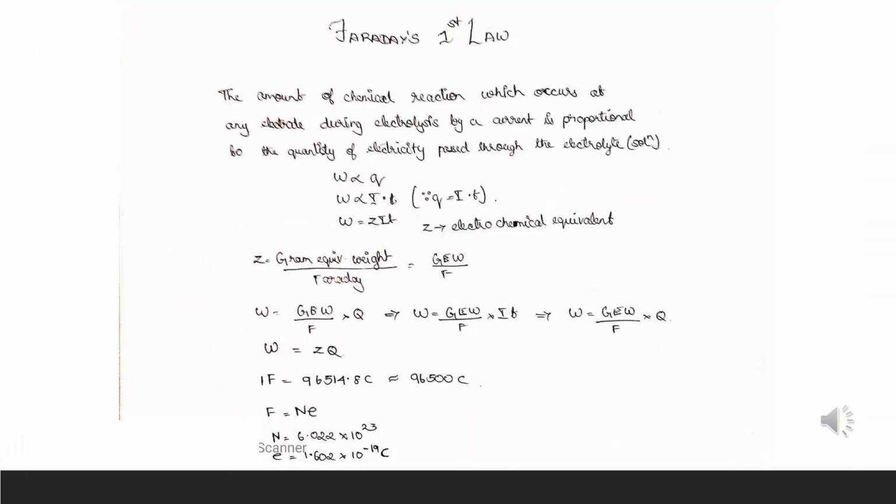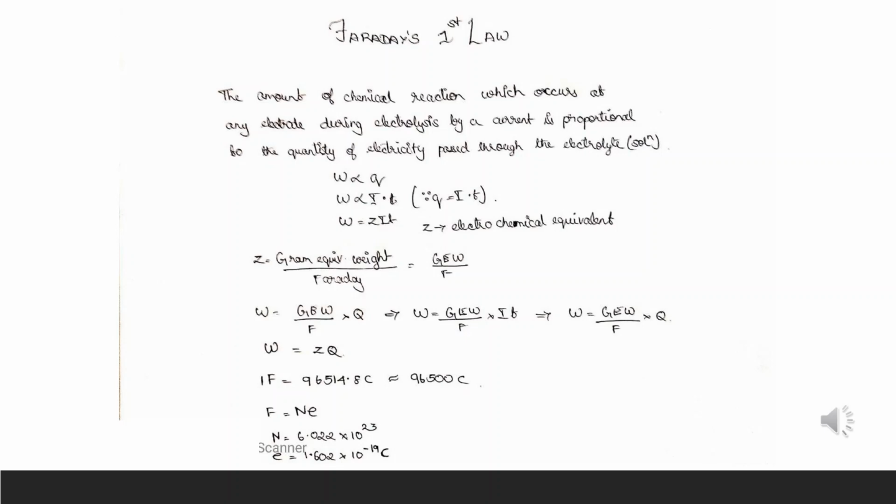Faraday's first law states that the amount of chemical reaction which occurs at any electrode during electrolysis by a current is proportional to the quantity of electricity passed through the electrolyte solution. W is directly proportional to Q. We know that Q equals IT, so W is also directly proportional to IT.